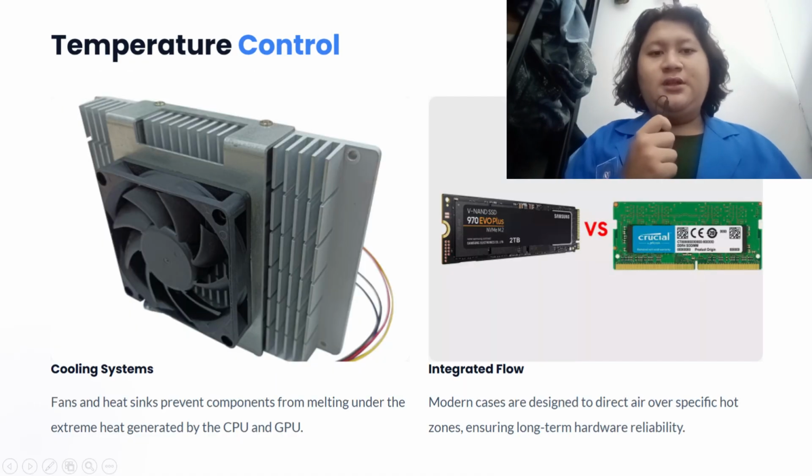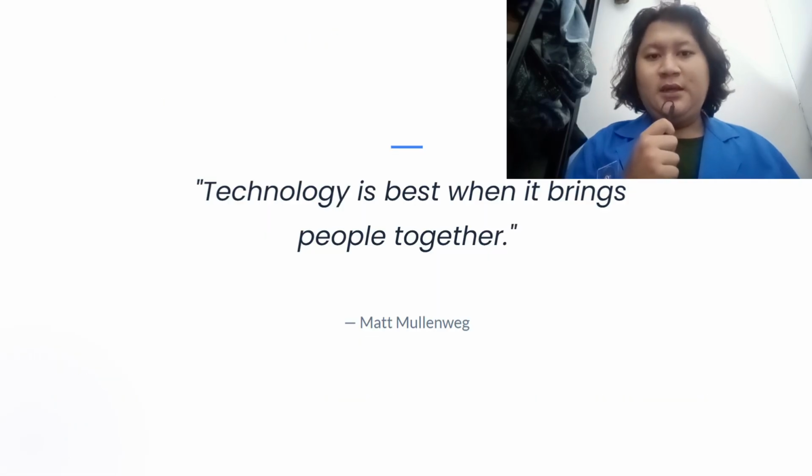Computers also need temperature control. Cooling systems, such as fans and heat sinks, help prevent components from overheating. This is important because the CPU and GPU can produce a lot of heat when working. Modern computer cases are designed to direct airflow to hot areas. Good airflow helps maintain hardware performance and makes the computer last longer.